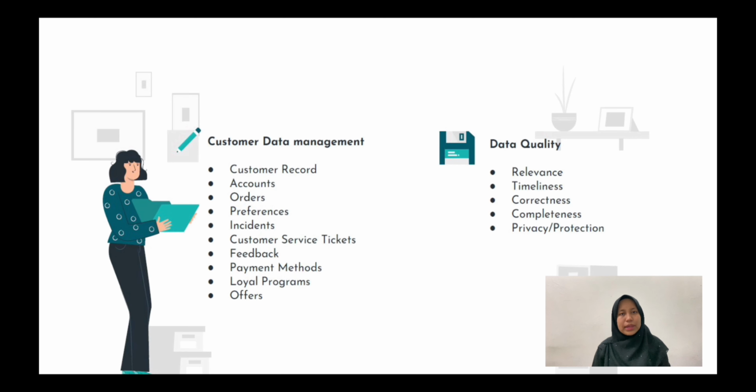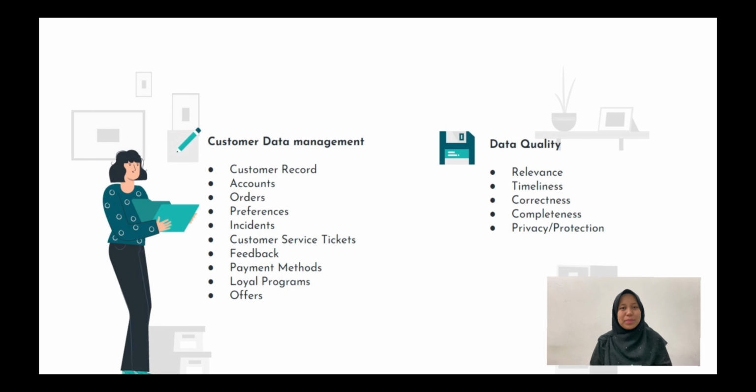Eighth, payment method, either online banking or cash on delivery. Ninth, loyalty programs, details of reward programs such as points or coins. And the last one is offers, marketing offers for customers such as shipping fee discounts.